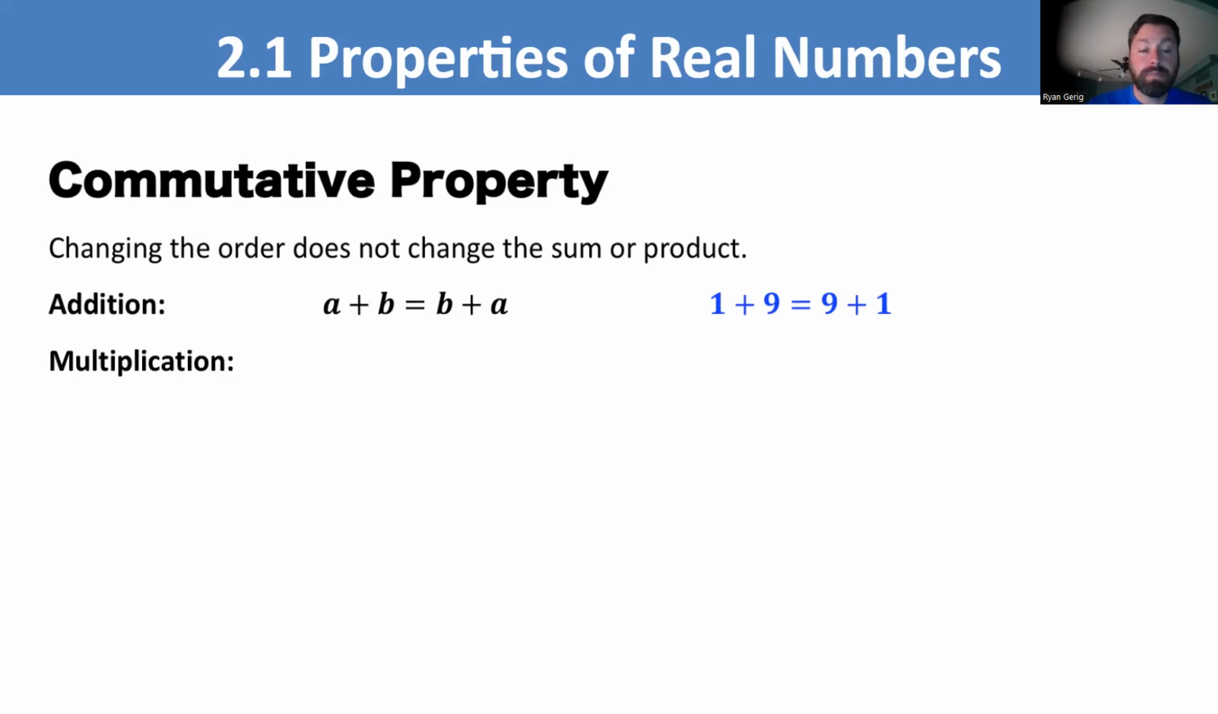With multiplication, it says basically the same thing. I can do A times B, or I can switch those and say B times A. The product will be the same. An example, 2 times 5 is 10. If I switch them, 5 times 2 is also 10.